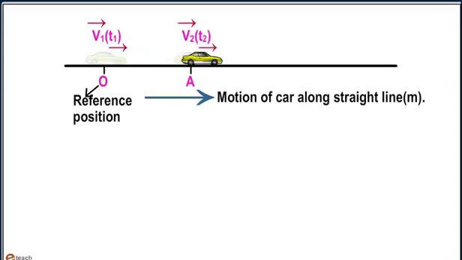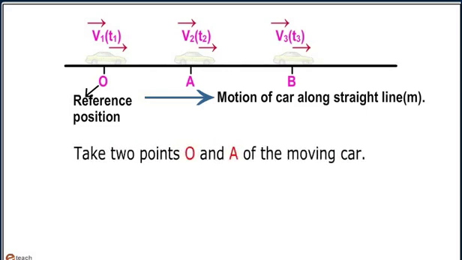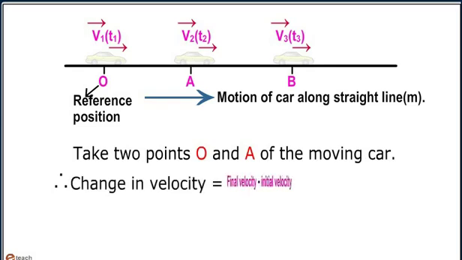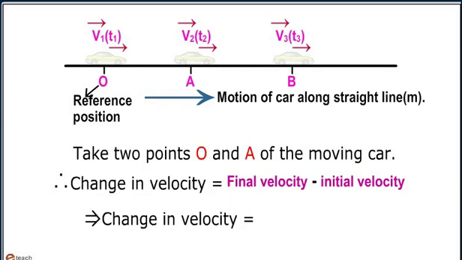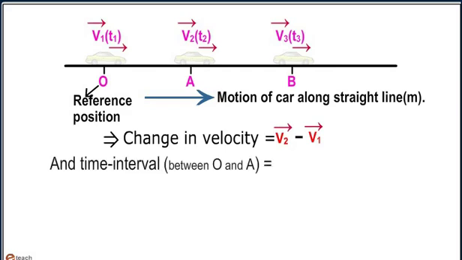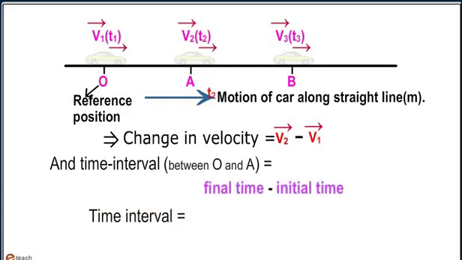Now, see the motion of the car along straight line M, where O is the reference point. Take 2 points O and A of the moving car, where change in velocity equals final velocity minus initial velocity. Change in velocity equals v2 minus v1. And time interval between O and A equals final time minus initial time. Time interval equals t2 minus t1.